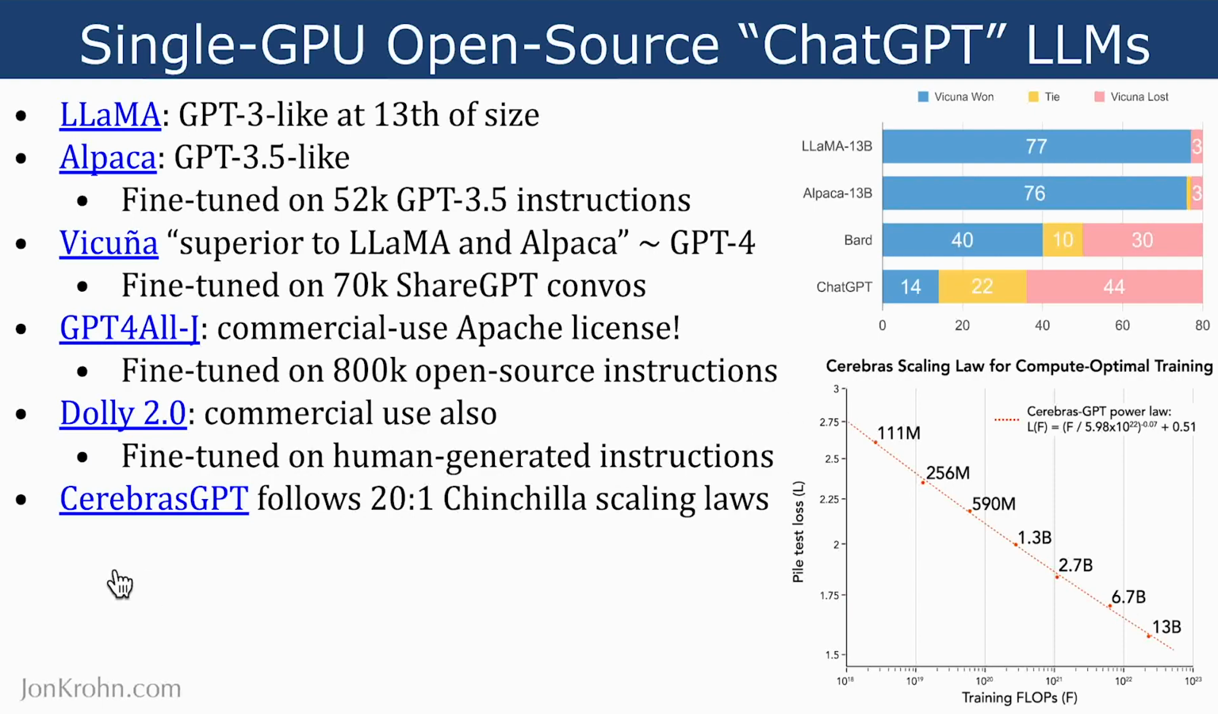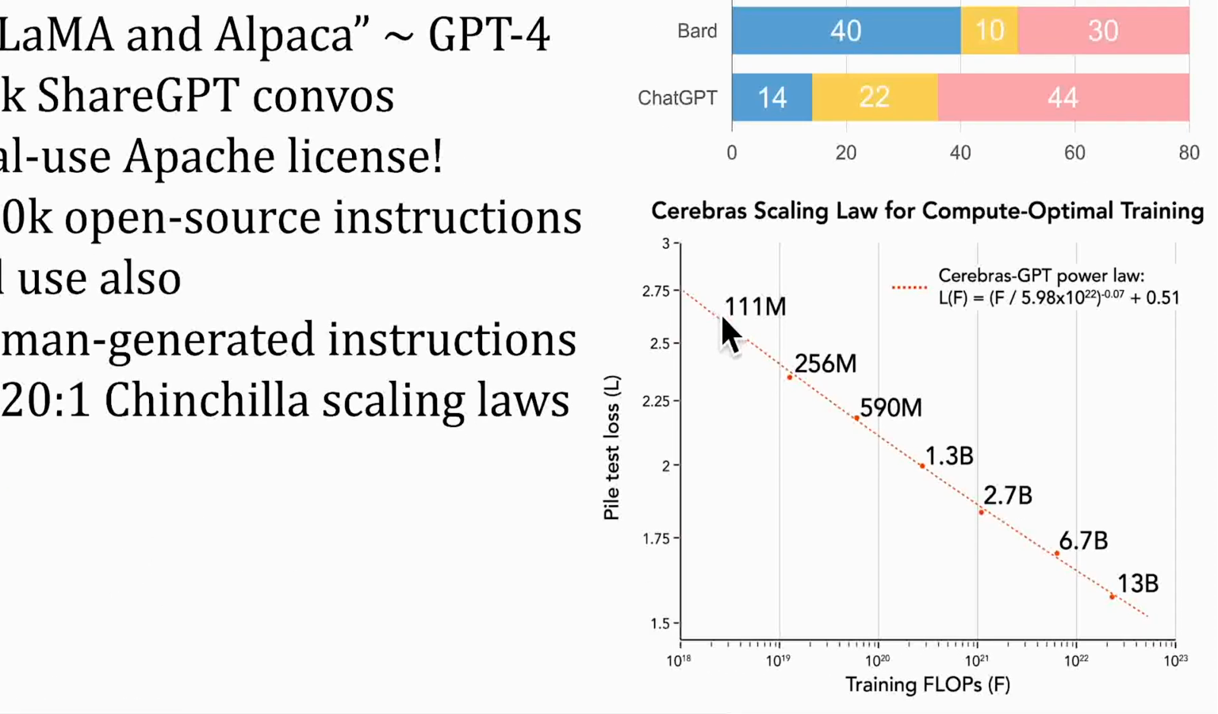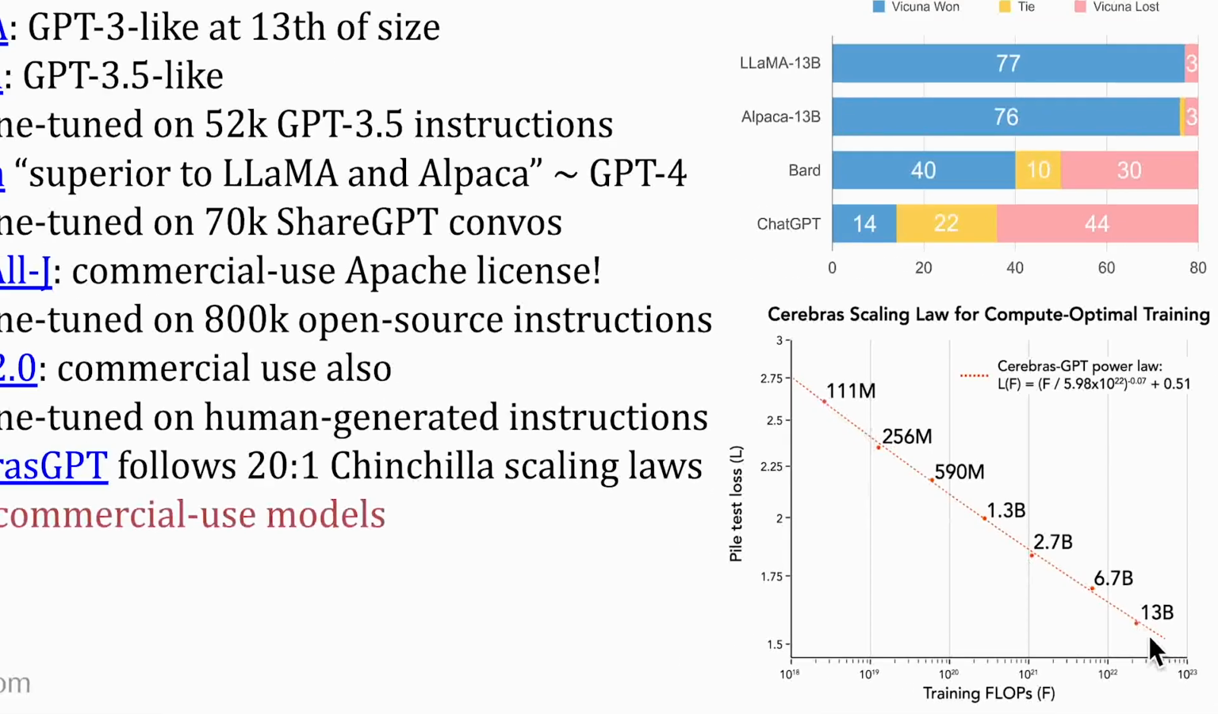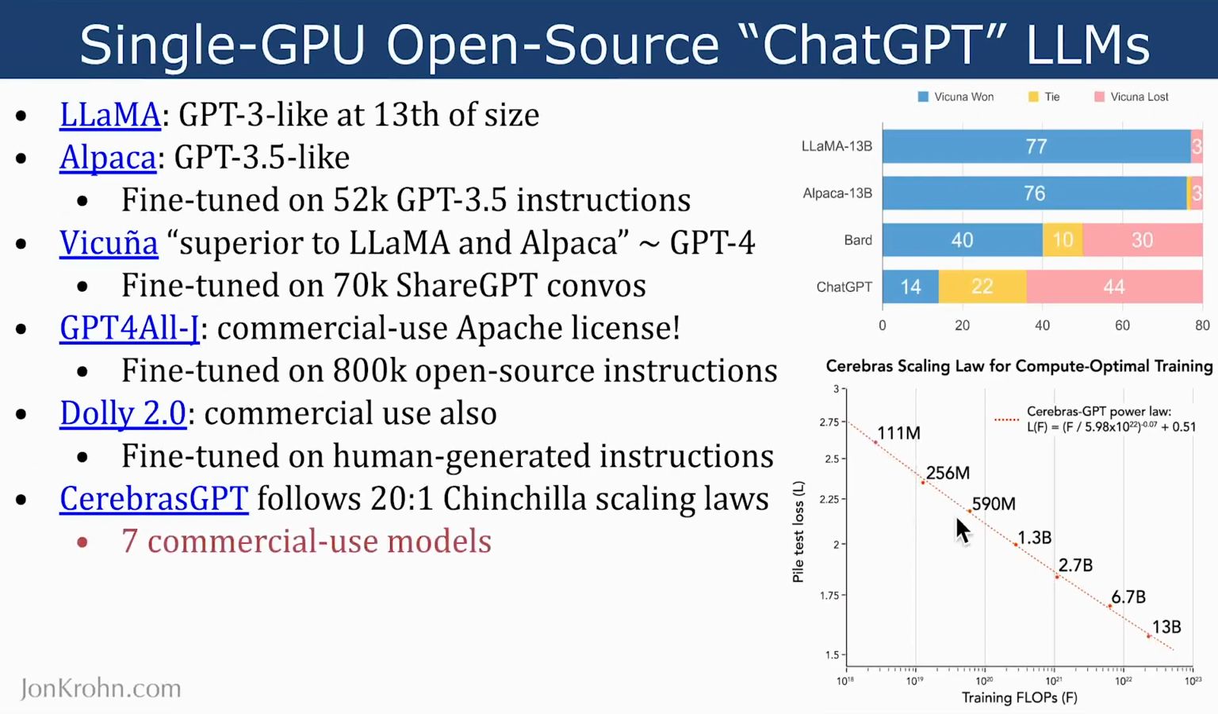What Cerebras did was create a family of 7 models. They're shown here in this bottom right-hand chart. So 7 commercially usable models ranging up to 13 billion parameters, which is comparable to Llama, Alpaca, Vicuña, and GPT-4All-J, but also going down to quite a bit smaller. And the advantage of this is that they pre-trained on way more data.